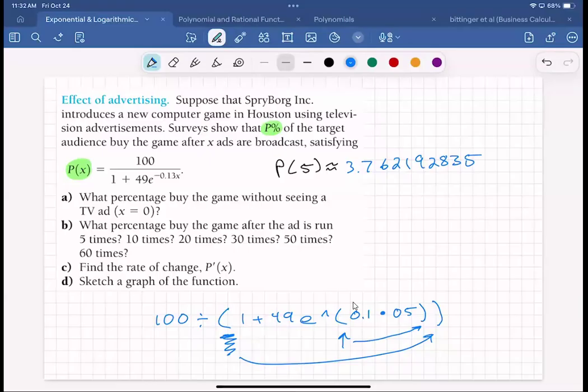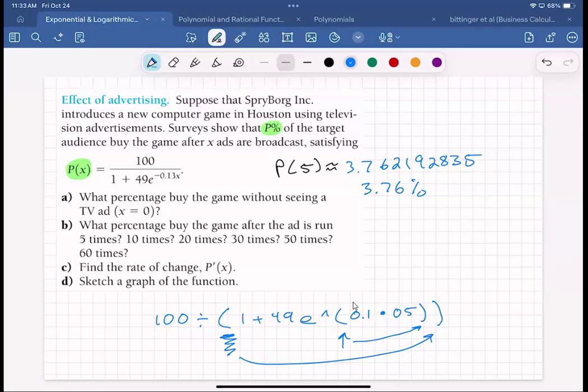Now, remember though, what I was trying to show here, the way that we would interpret this. Let's just go to the nearest hundredth place, the second decimal. That's 3.76%. They don't really give a place to round this answer to. But that's saying, what's the percentage of the target audience that buys the game? So if you do 5 advertisements, of their target audience only 3%, almost 4% buy the game.